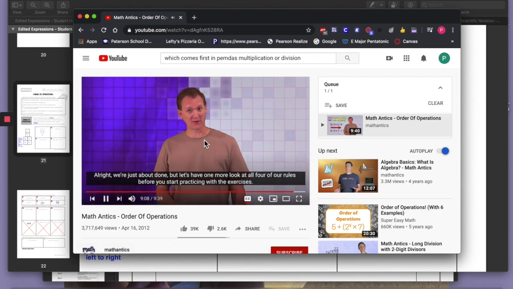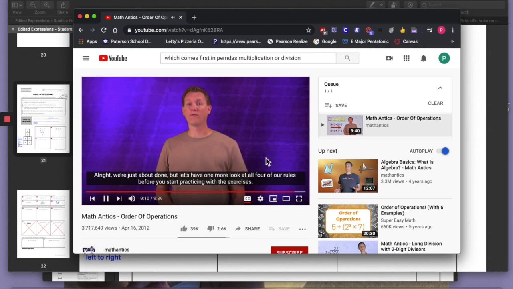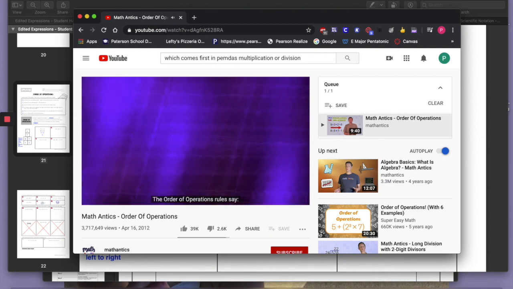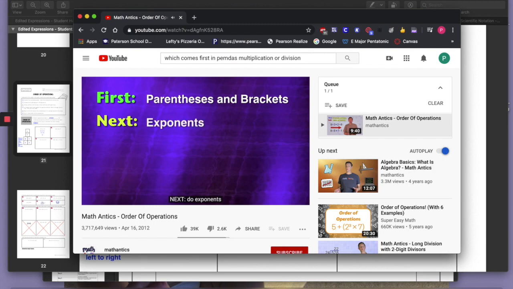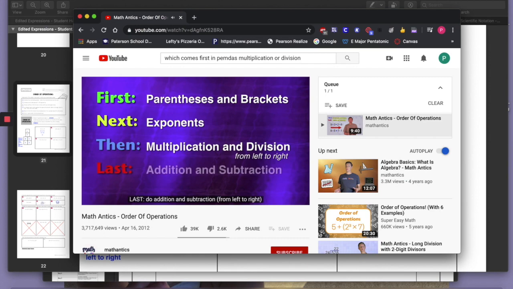We're just about done, but let's have one more look at all 4 of our rules before you start practicing with the exercises. The order of operations rules say, first, do operations in parentheses and brackets. Next, do exponents. Then, do multiplication and division from left to right. Last, do addition and subtraction from left to right.